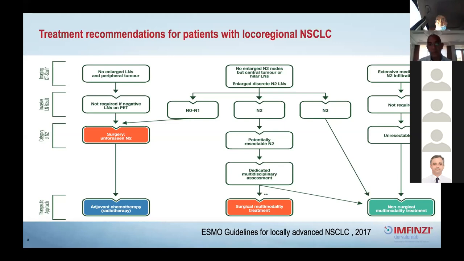And if it's N2, we should discuss in a dedicated multidisciplinary assessment if a surgical multimodality treatment can be done or a non-surgical multimodality treatment should be done. And if we have an extensive mediastinal N2 infiltration, then it's an unresectable N2 and non-surgical multimodality treatment should be done.